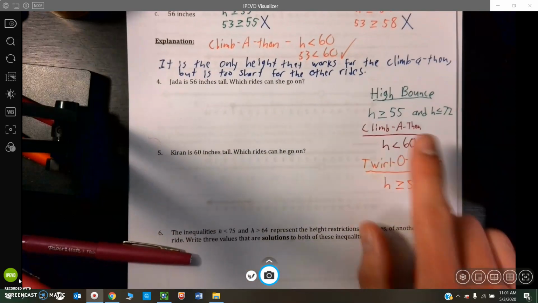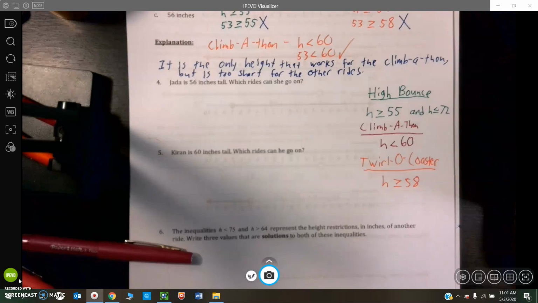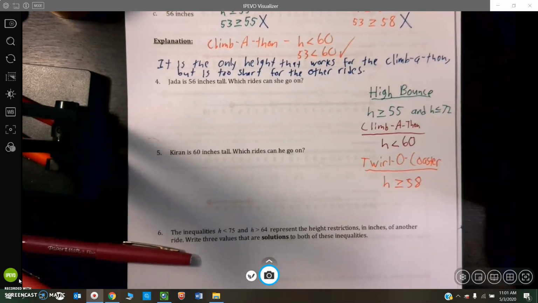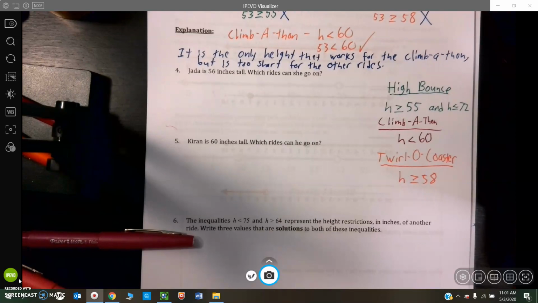So now, down below, I rewrote all of the rides' inequalities just to keep them more accessible, and now we can go ahead and answer 4 and 5. So, Jada is 56 inches tall. Which rides can she go on? Alright, so let's check the high bounce. Once again, if you are going to check if someone is tall enough, we should be able to take their value and plug it into the inequality and solve it.